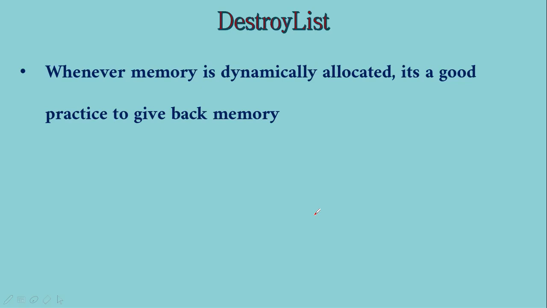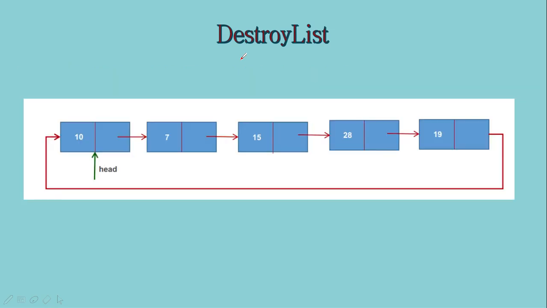Hi everybody, in this video we will be discussing how to destroy a list in C++. So what is destroying a list, particularly a linked list? When we get memory dynamically allocated, it is our responsibility to give back the memory after usage. So the concept that we may have to use is, logically, this is how a circular linked list looks when there are 5 nodes.